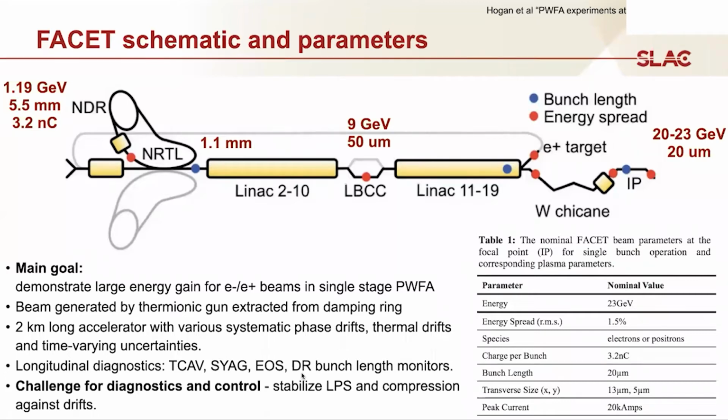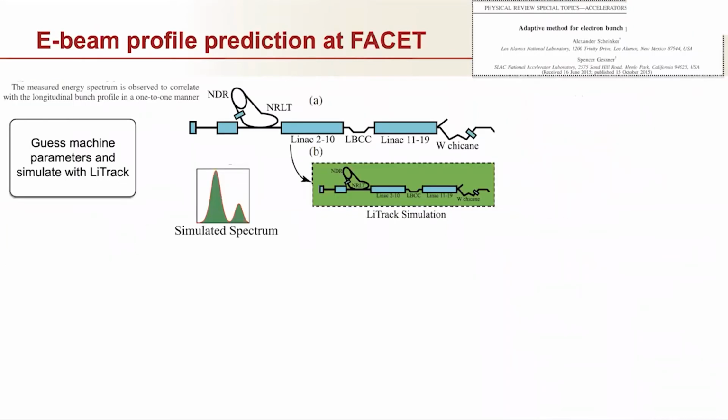So the challenge for the diagnostic system and the control system in this facility was essentially to stabilize the longitudinal phase space and the compression against drift. In order to tackle this challenge, Alex Scheinker and Spencer Gessner developed this adaptive method for electron bunch profile prediction, which is an example of the first kind of virtual diagnostic that I described, based on an online simulation tool.